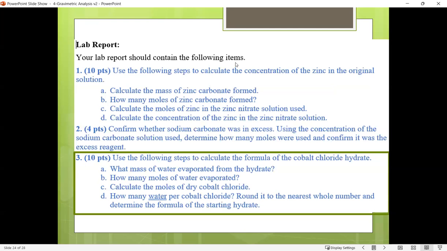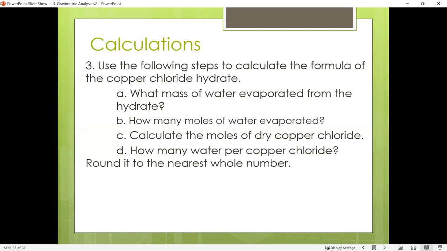All right, number 3: use the following steps to calculate the formula of the cobalt chloride hydrate. This is what you can do while you're drying your reaction. Again, what's the mass of the water that evaporated? What are you measuring from the data? You're given numbers just like they used to do in the lab. You can make a plot of it and follow it. You can do that later, I think. Here we're trying to find out how much water evaporated, how much went away.